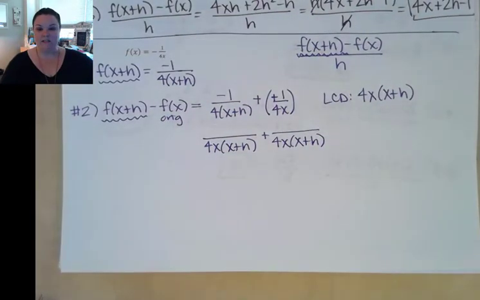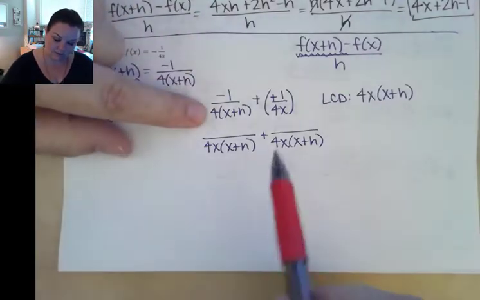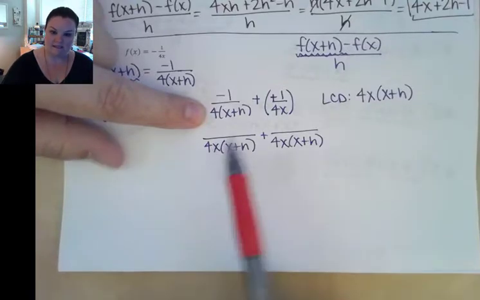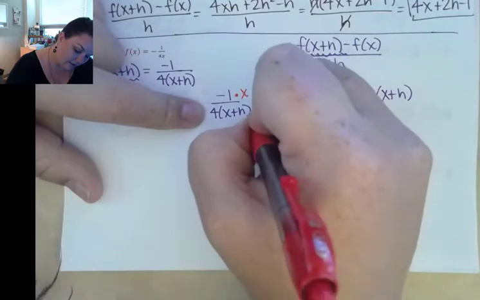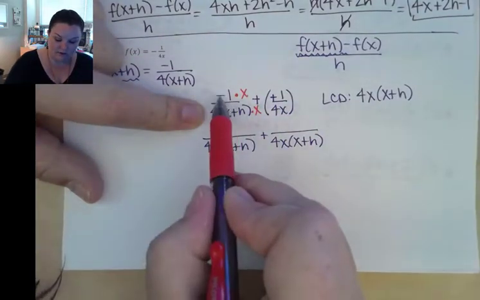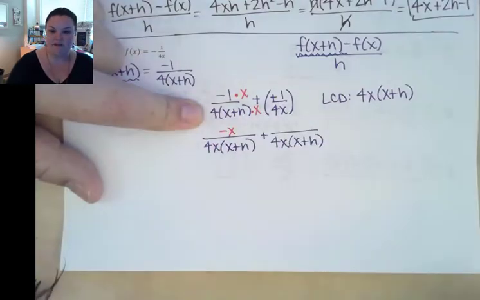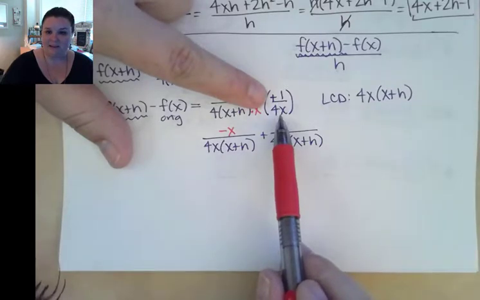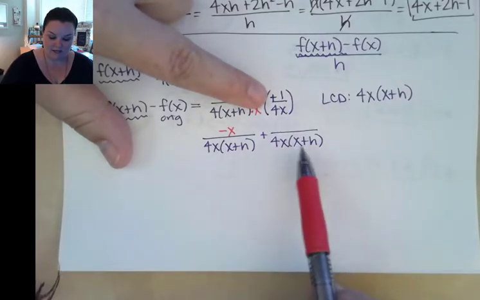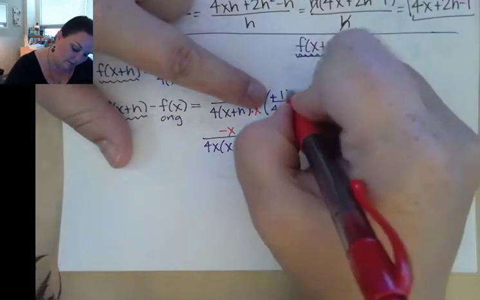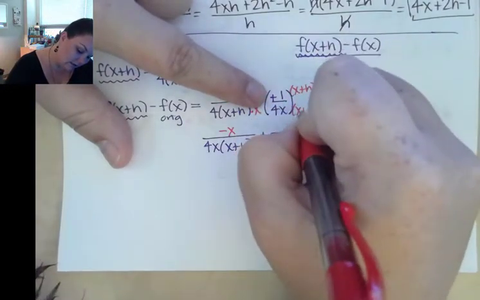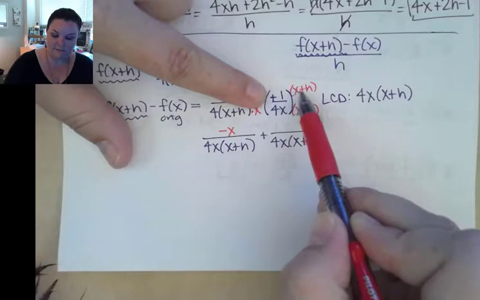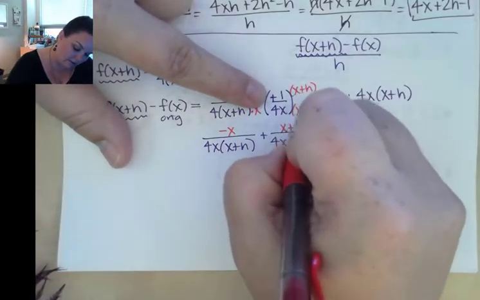So I need to identify what each piece is missing, right? On this first one, if I want my denominator to go from looking like this to looking like this, notice what I'm missing is that x. So I'm going to multiply here on top and bottom by x. That way my numerator, -1 times x, becomes -x. On my second term, if I want my denominator to go from looking like 4x to 4x times x plus h, I'm missing the ugly quantity. So I'm going to multiply by the ugly quantity on top and bottom. That way the denominator looks the way I want it. And on top, 1 times x plus h is just going to become x plus h.